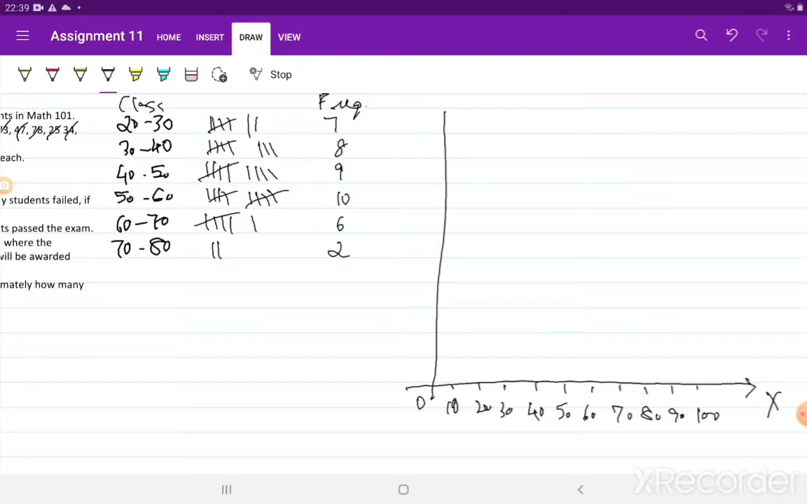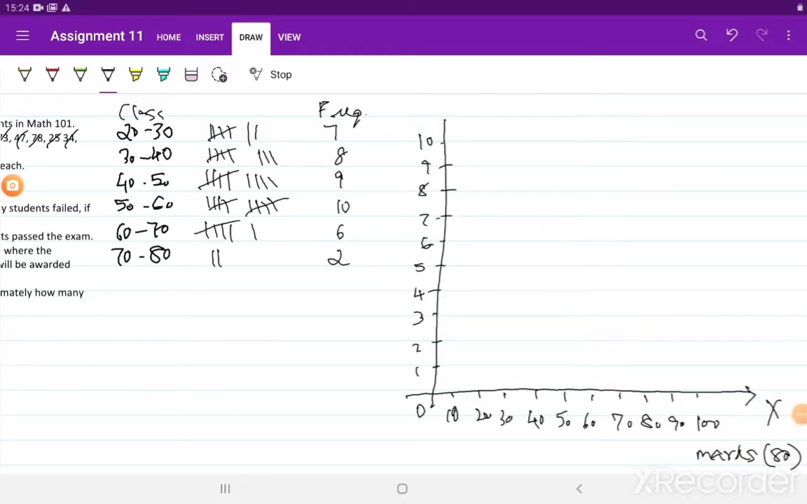This is the x-axis, where you have, remember to always label the axis. So it's x-axis where I have marks. Remember, when you make a graph, label the x and the y-axis. So on the x-axis I've got marks, which is out of 80, and on the y-axis I have got frequency.